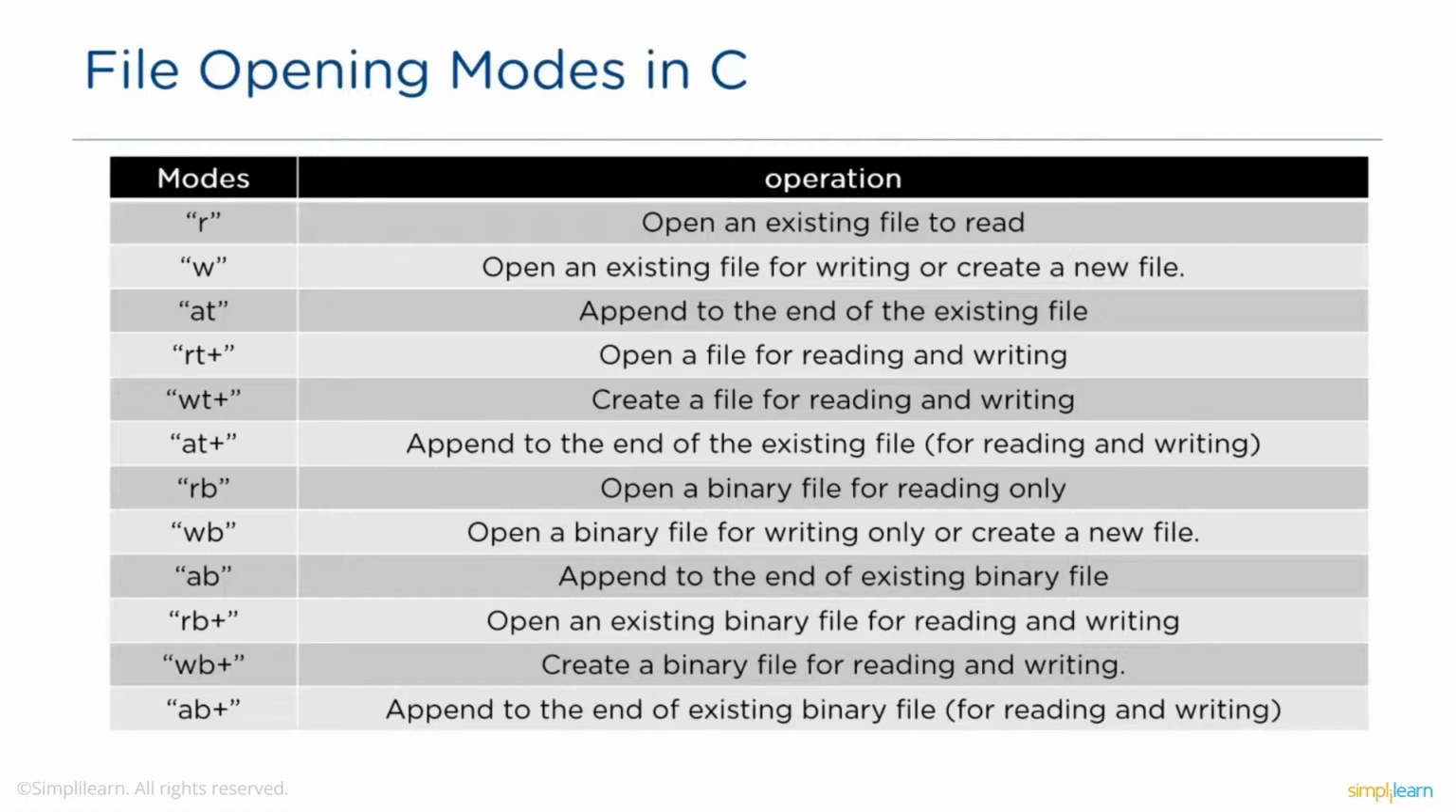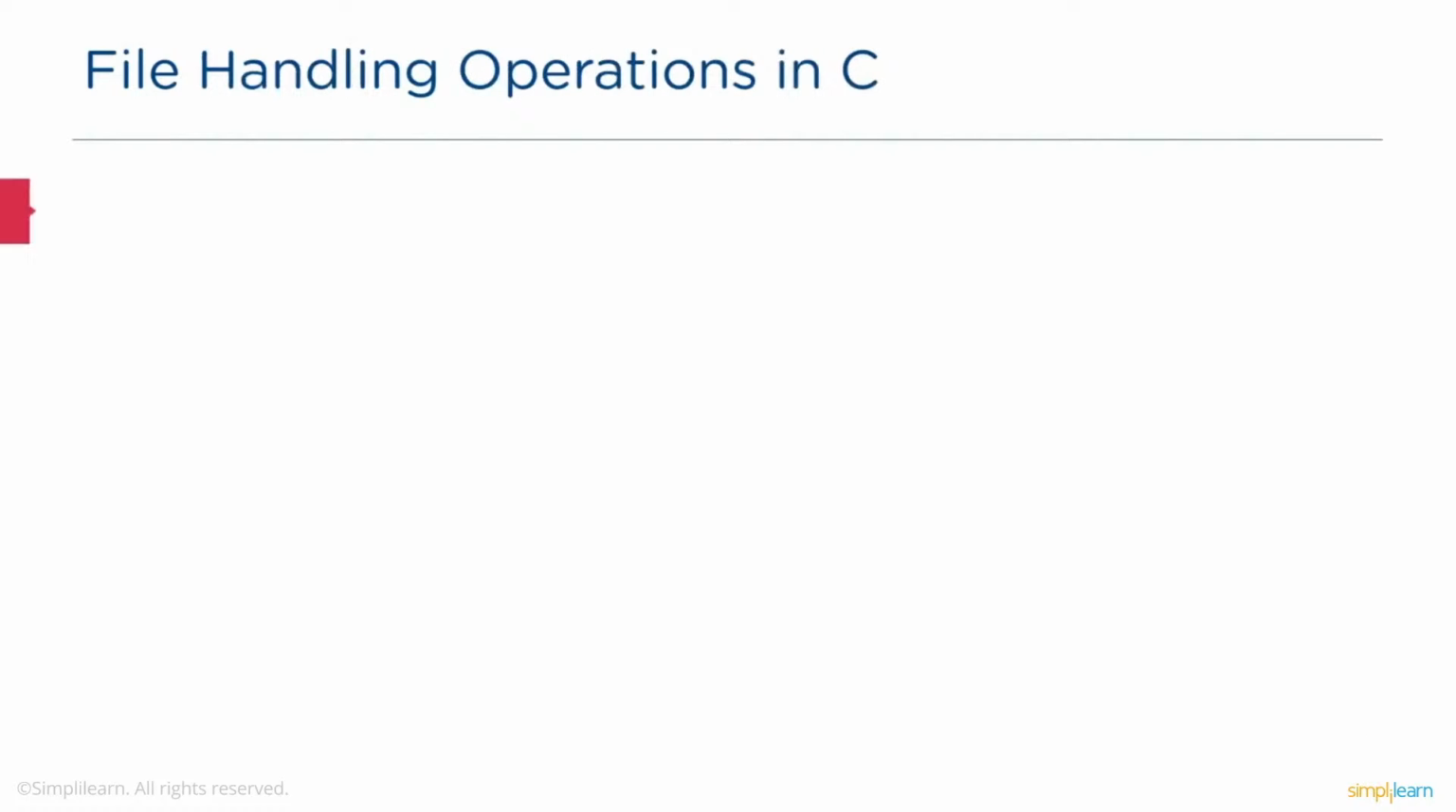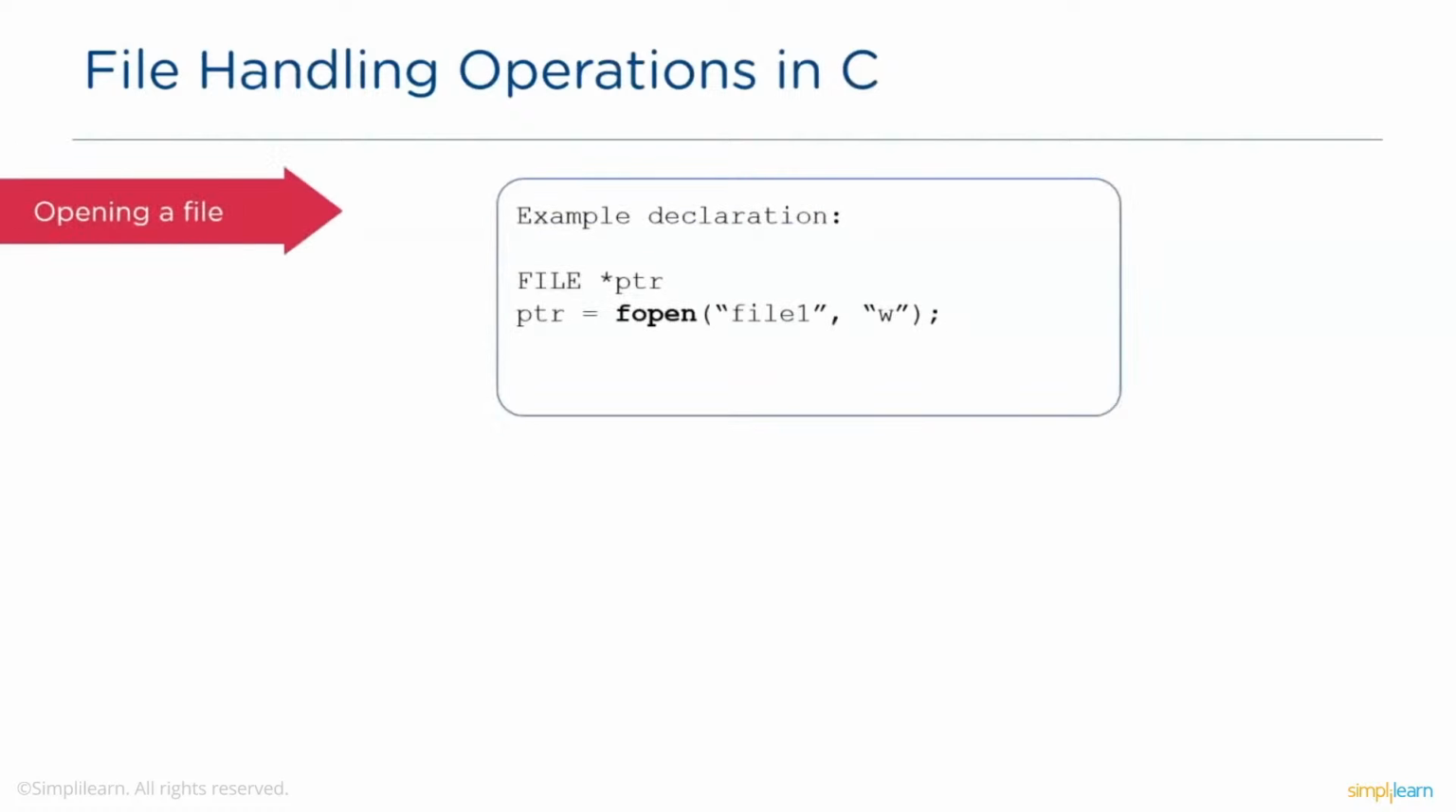So now, let's have a look at the declaration. Let's see how the functions and modes are used in file handling. For the file opening operation, we have the following declaration: FILE followed by the file pointer name. The pointer variable will contain the address of the file structure. So as discussed before, to perform any operation on the file, we must open a file. So for that, we have the fopen function assigned to a file pointer variable, specified with the file name and the mode. So in this example, the file is opened to perform the write operation.